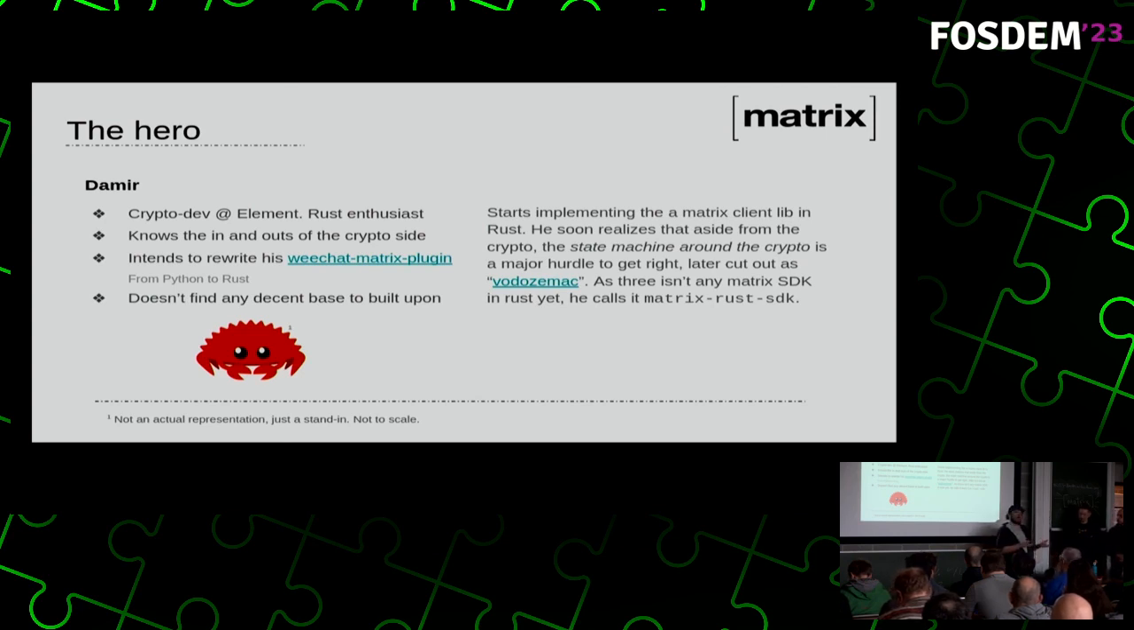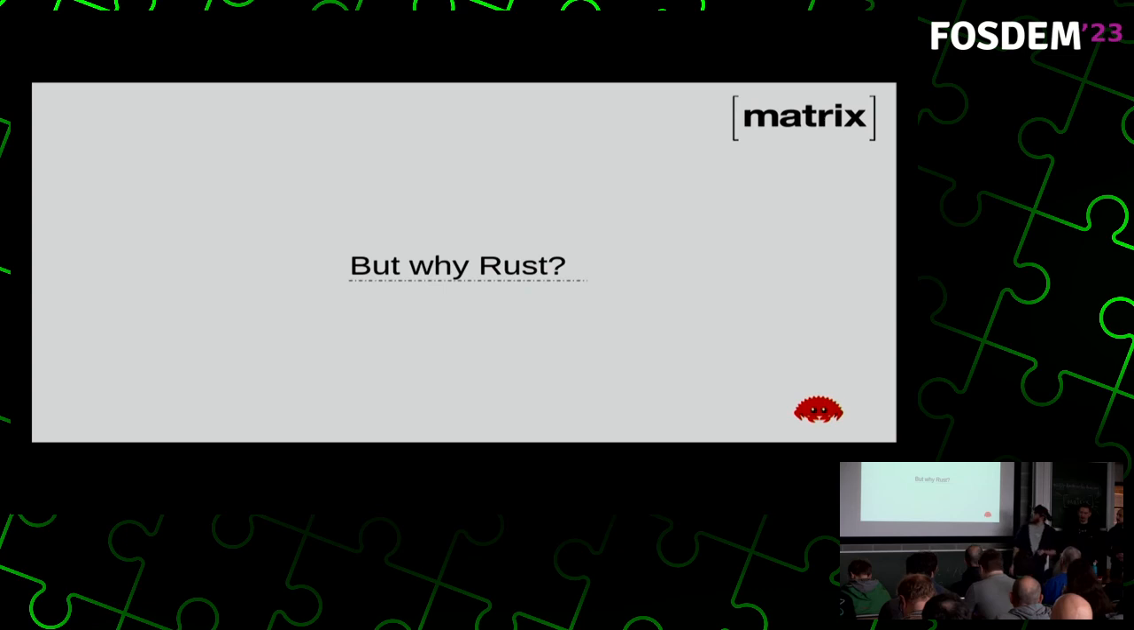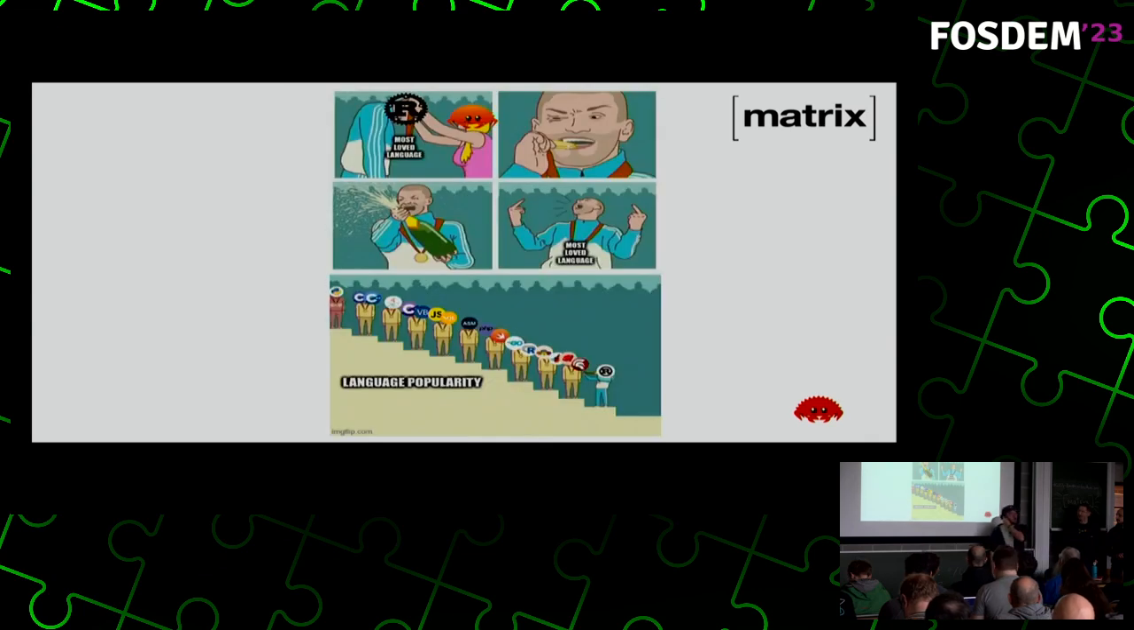But he continues and pushes on because he really wants that for WeeChat, and starts out with what we know as the matrix-rust-sdk. So why did he pick Rust? I'm not talking in his name, but I'm going to give you some reasons why. If you heard about Rust before, you probably heard about it because it's the most popular, most beloved language. 6 years running now on the Stack Overflow survey.